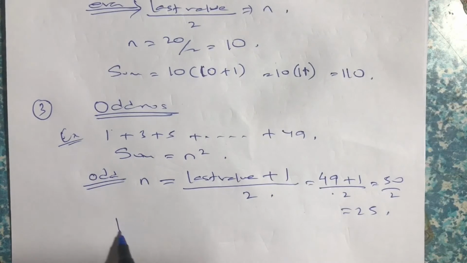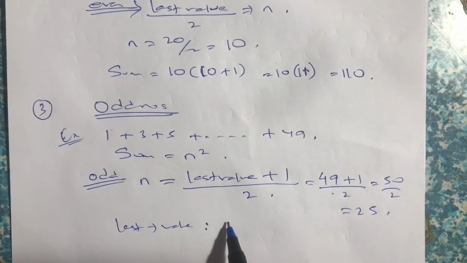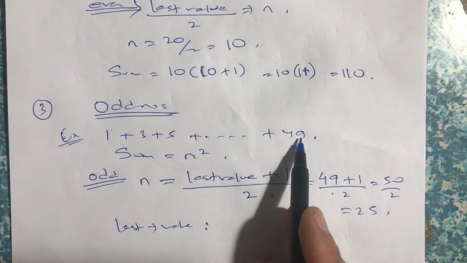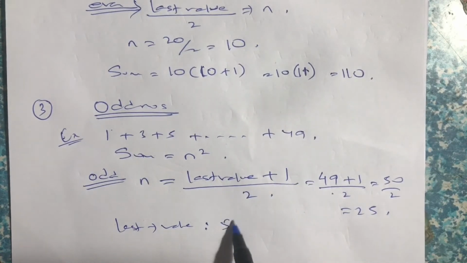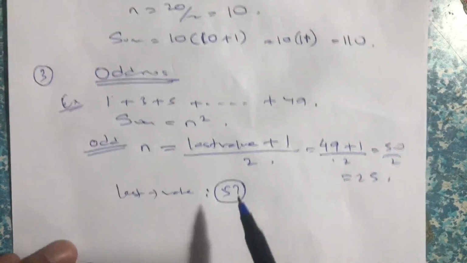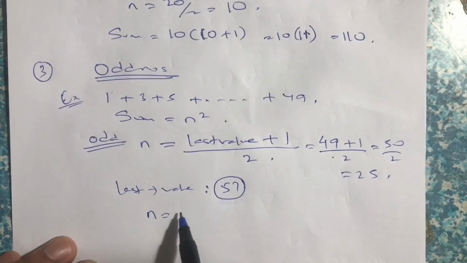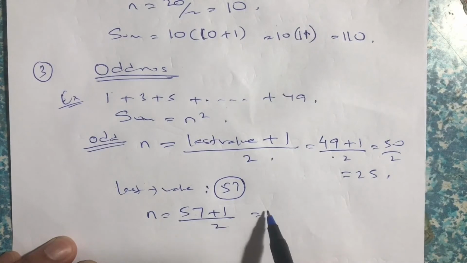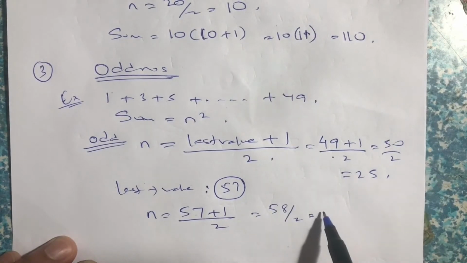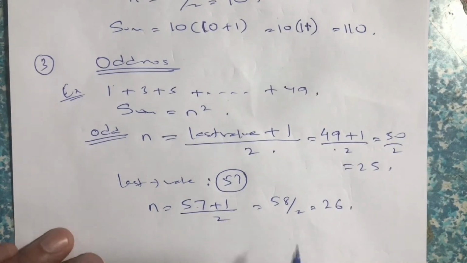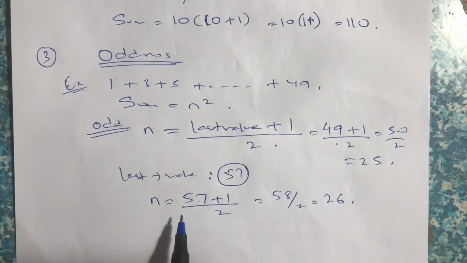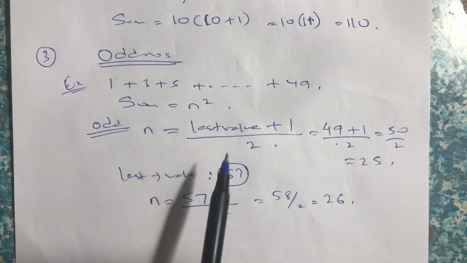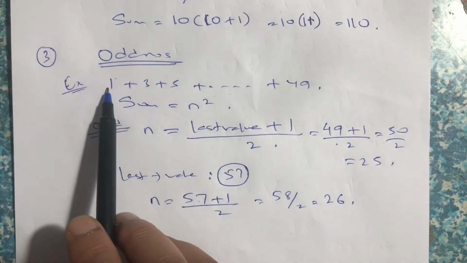Supposing your last value was, let's say, it doesn't always have to be 49. Let's say it is 57. Isn't this an odd number? So then how do I find n? All we have to do is take the last value, add 1, and divide by 2. So what do we get? 58 divided by 2, so we get 29. So 29 would have been your n. That is how you find n for odd numbers, provided the series starts right from 1.